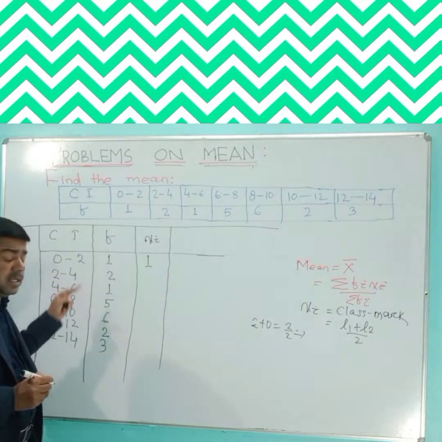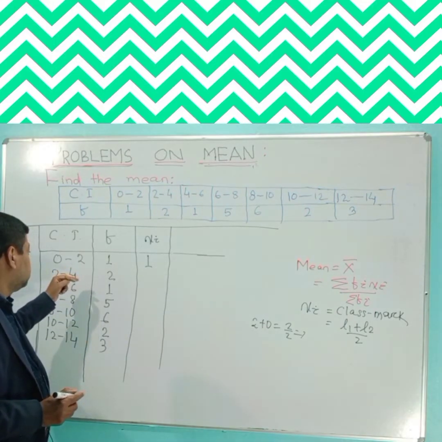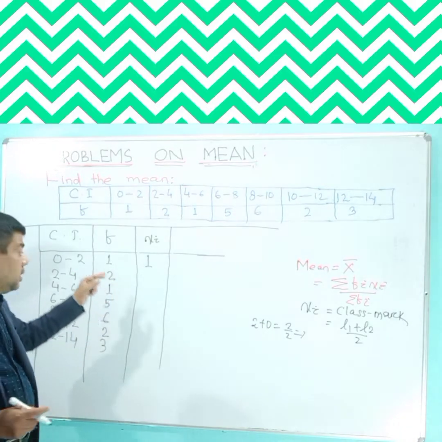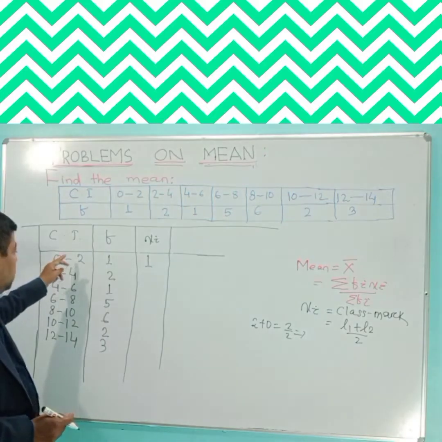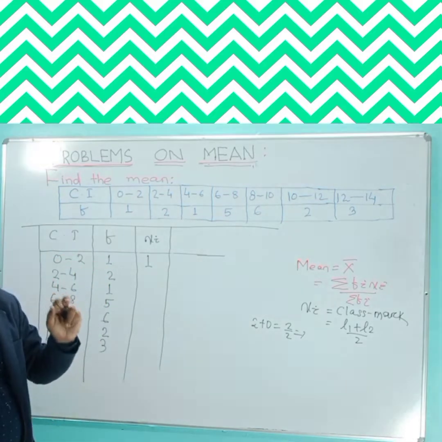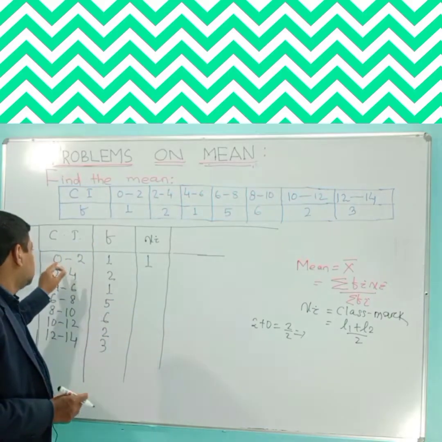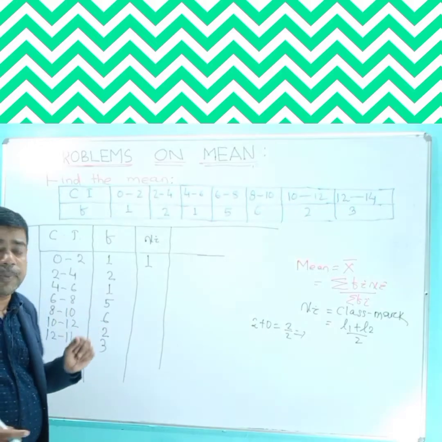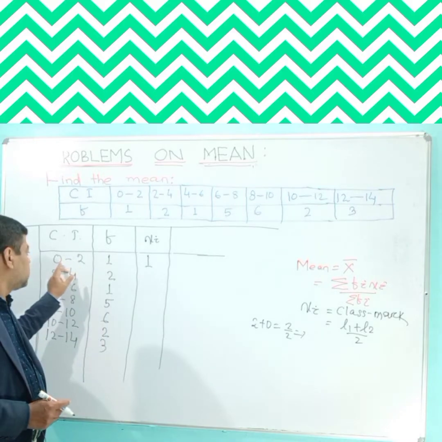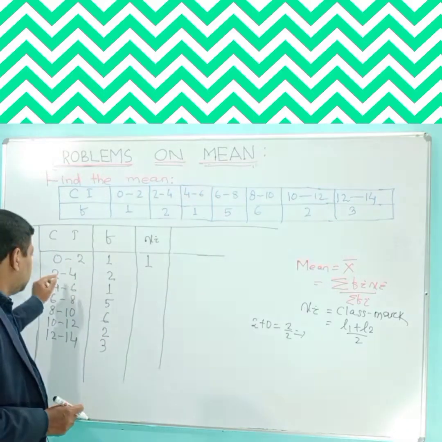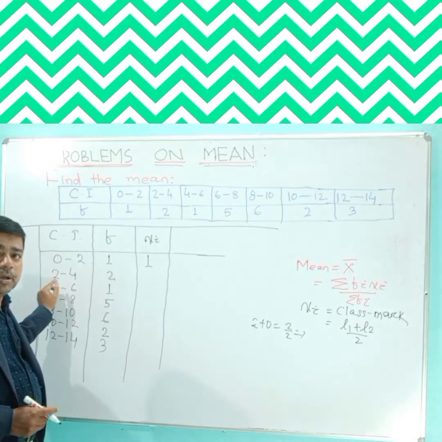Once again, see, I told you the similar process for how to find the class mark. Look here: every class interval has the same class size. If the class size of every interval is the same, what is the class size here? The class size is the difference between the upper limit and the lower limit. Here the upper limit is 2 and the lower limit is 0, so it is 2 minus 0, which is 2. Similarly, in the second class interval, the class size is 4 minus 2, which is 2.